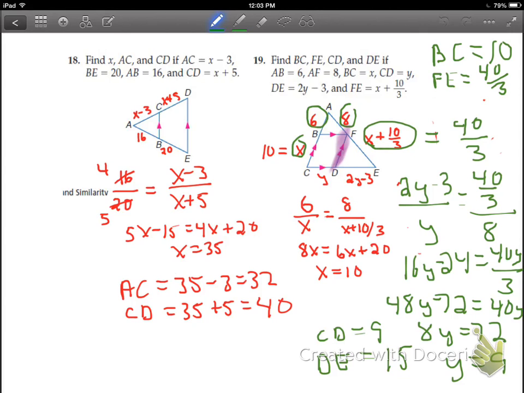Now, we're going to use the line that I've highlighted in purple there, FD. It's parallel to AC, so it divides EA and EC proportionally. That gives us 2y minus 3 over y equals 40 over 3 minus 8. We cross multiply and solve. Y is 9, and if y is 9, that means that CD is 9, and DE is 15.